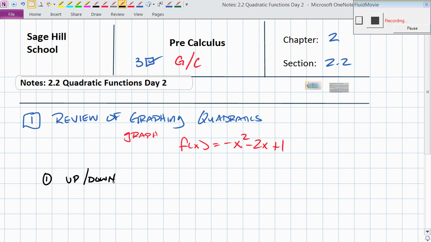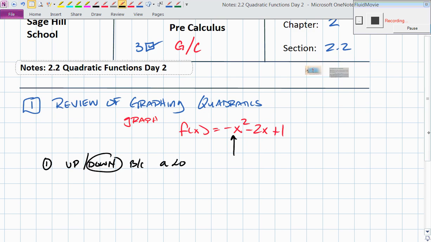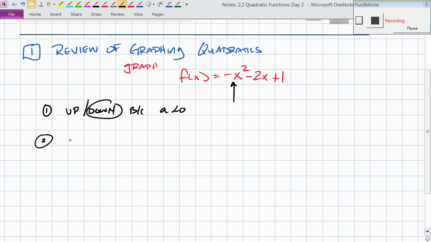This one goes down. How do you know that? Yeah, because we have a negative in front. So this one goes down because the a value is less than 0. In this case, the a value is negative 1. So that's the first piece of information that we find. This parabola is facing downward. Okay, the second thing that we find is, who remembers?